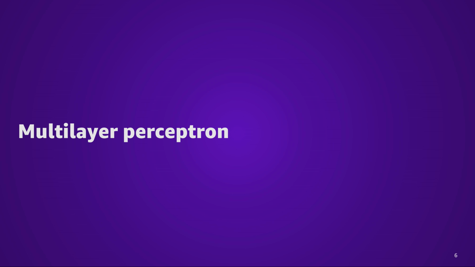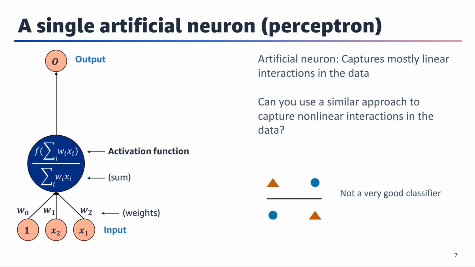So far, we have only discussed networks with one layer. Typically, networks will have many layers. How can you go beyond one unit, one neuron? And why would you do so? As mentioned, a limitation of the artificial neuron is that it captures mostly linear interactions in the data. Can you use a similar approach to capture nonlinear interactions in the data?